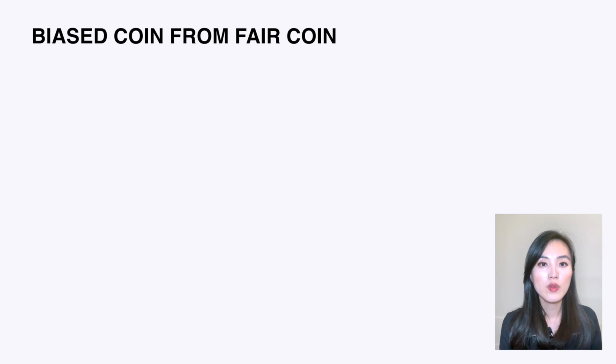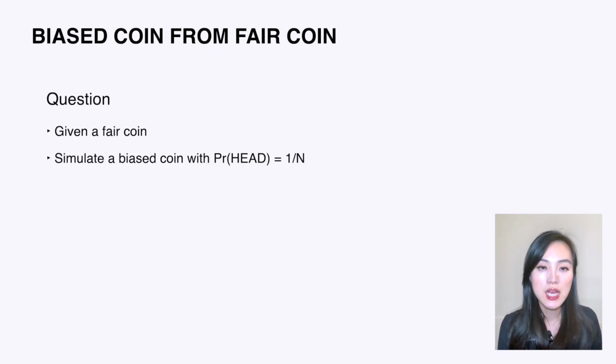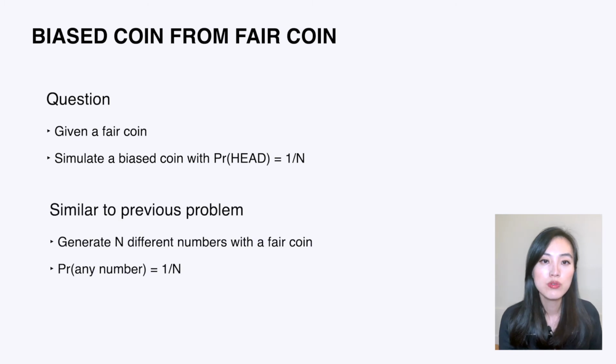The last problem we'll go through today is to simulate a biased coin using a fair coin. Specifically, you are given a fair coin and you're asked to simulate a biased coin with the probability of getting a head 1 over n. Does it sound like a different problem? It's actually very similar to part of the previous problem we just solved, namely how to use a fair coin to generate n different numbers and each has probability 1 over n.